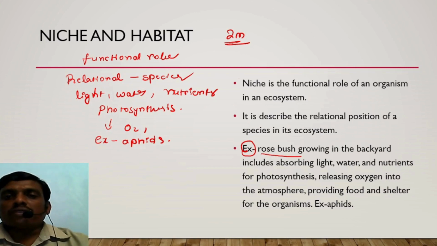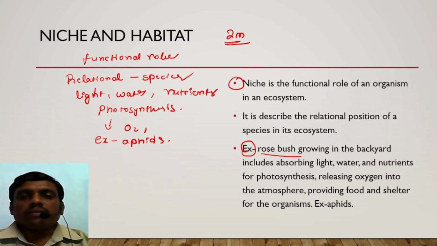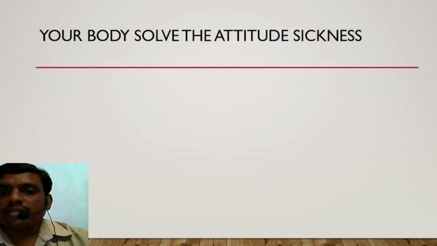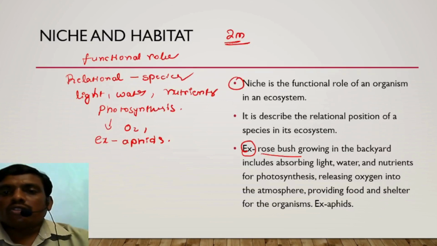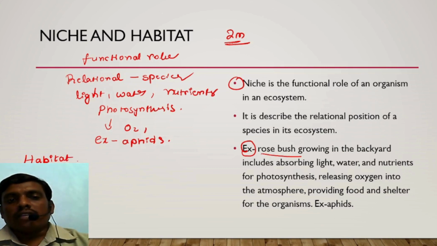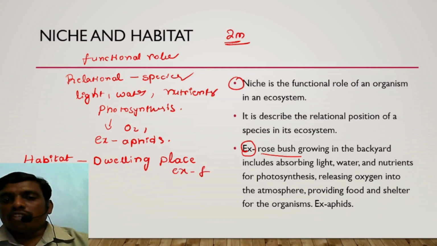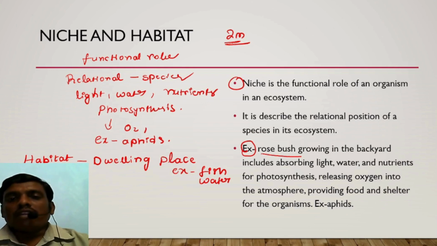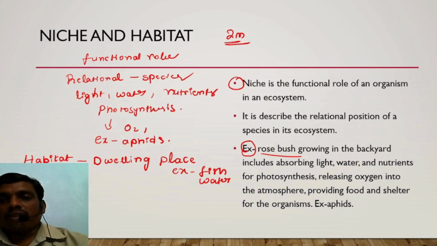These 2 differences we have to mention between the niche and the habitat. You know very well about a habitat, right? I will write the definition here. A habitat is a dwelling place or living place of an organism. For example, fish live in the water, and elephants live on the surface of land. These are called habitats.